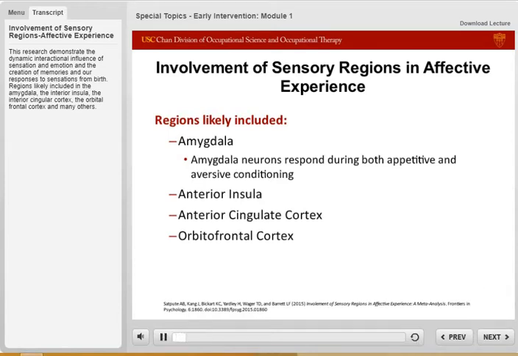This research demonstrates the dynamic interactional influence of sensation and emotion in the creation of memories and our responses to sensations from birth. Regions likely included are the amygdala, the anterior insula, the anterior cingulate cortex, the orbital frontal cortex, and many others.